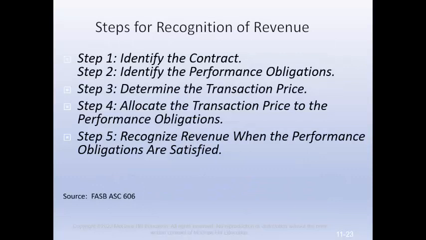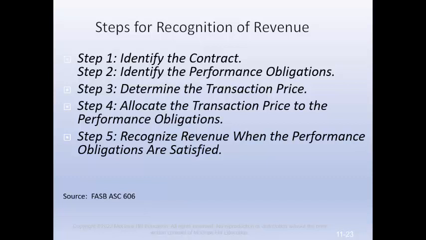Conceptually, an entity should recognize revenue in amounts that reflect the consideration the entity expects to receive for sales of goods or services as performance obligations are satisfied. The FASB recently issued a new revenue recognition standard for accounting for revenue from contracts with customers.